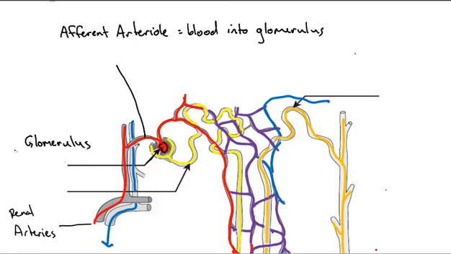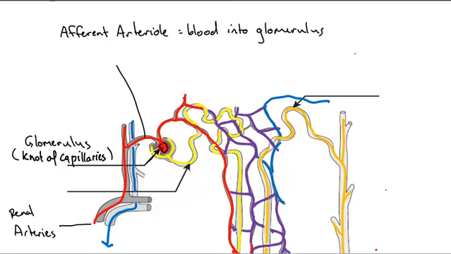And I call it a knot of capillaries, as in a knot in your shoelace. I spelled that wrong, we need a K in there. A knot of capillaries. We have a knot of capillaries and a net of capillaries. So the glomerulus is the knot.